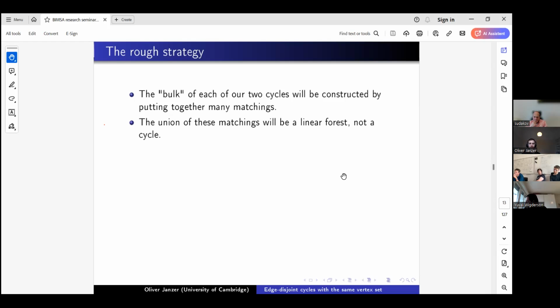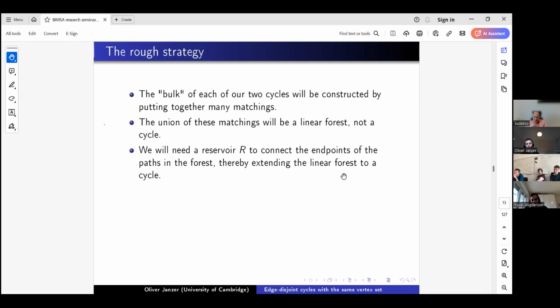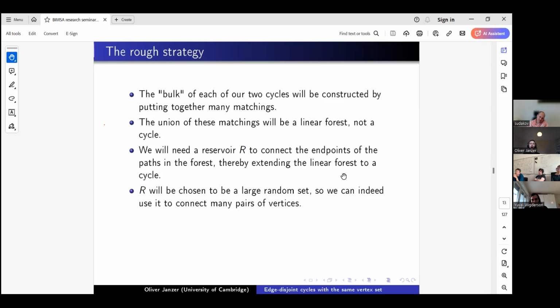So you will need a reservoir set through which you can connect the endpoints of the paths in the linear forest. If you have a bunch of paths and you connect each endpoint of one path to an endpoint of another path, you can do it in a way that closes a cycle. So you close a linear forest into a cycle, and you close it through this reservoir set R. R will be chosen as a large random set, so it is going to be nice according to our previous result. So you can indeed use R to connect many pairs of vertices.